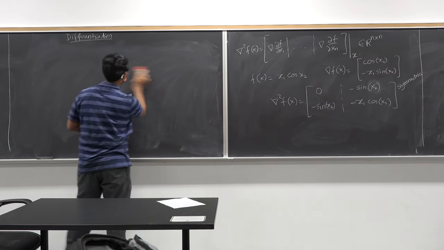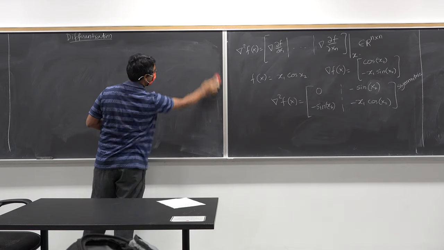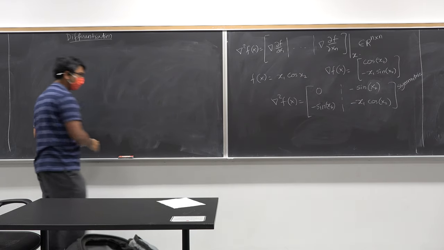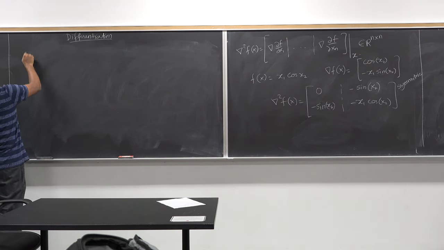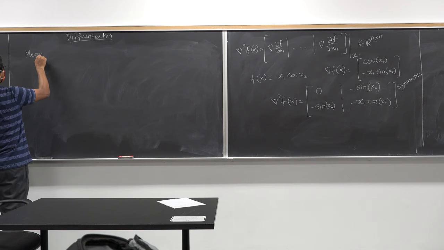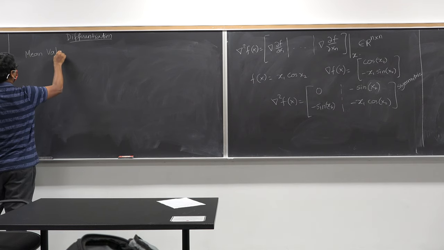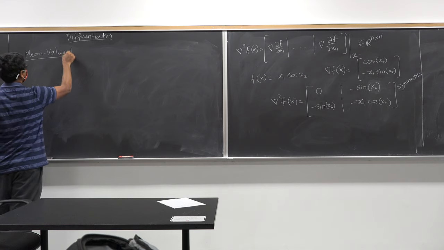Now, why are the first and second derivative of a function useful? Well, it allows us to approximately compute the function in the neighborhood of any point. And that comes from the main mathematical results, the mean value theorem and Taylor series. So let's talk about the mean value theorem.